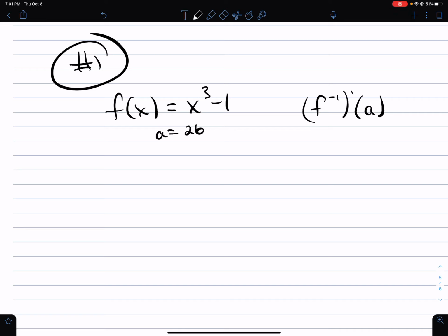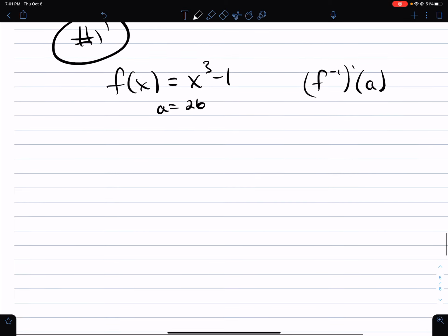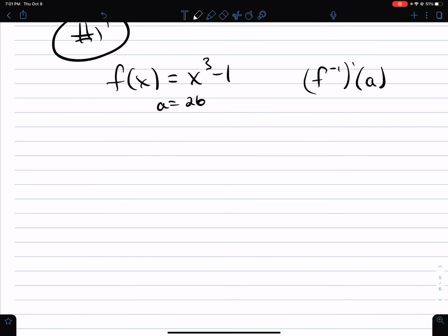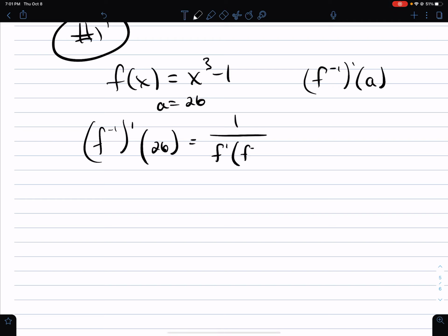Now, finding the inverse function of this wouldn't really be too bad. If we think about undoing a minus and then using a cube root, shouldn't be too bad, but we actually don't ever really need to find that if we're going to just look for this information, right? If I'm looking for the inverse's derivative at a, which in this case is 26, according to the formula, it's 1 over the derivative of the regular function, but this time evaluated at the inverse of that input.